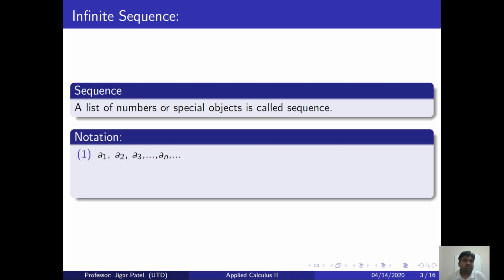Because it's a list of numbers, you can tag them as the first term, second term, third term, fourth term, and so on. So this is a formal set of notation: first term, second term, third term, and so on, nth term. Or you can write your sequence in this format: a_i with i running from 1 to infinity. Now remember, plugging i equal to 1 gives you your first term. Plugging i equal to 2 gives you the second term. Plugging i equal to 5 gives you the fifth term. Plugging i equal to 1000 gives you the 1000th term.